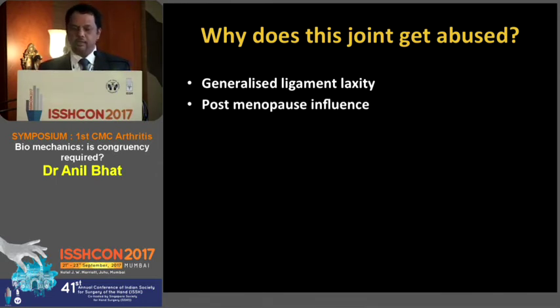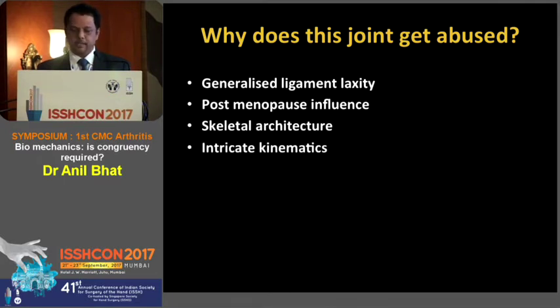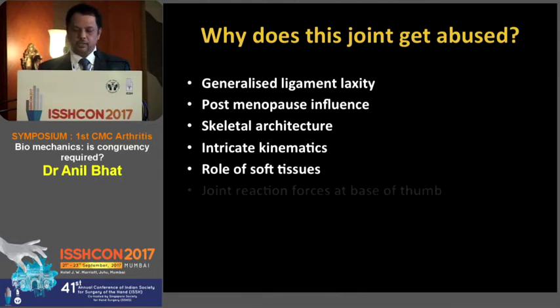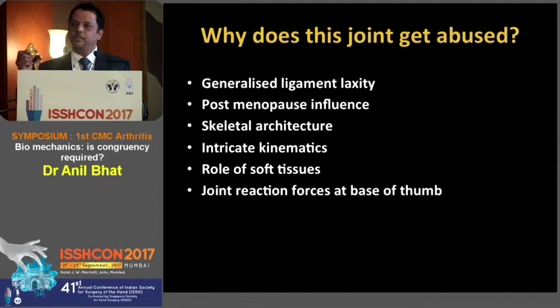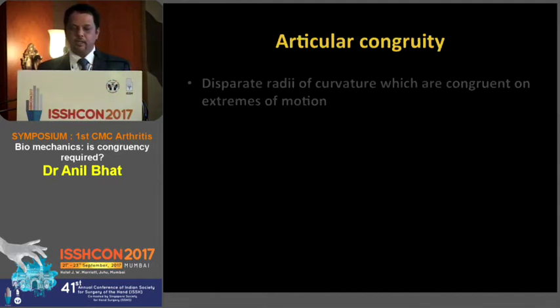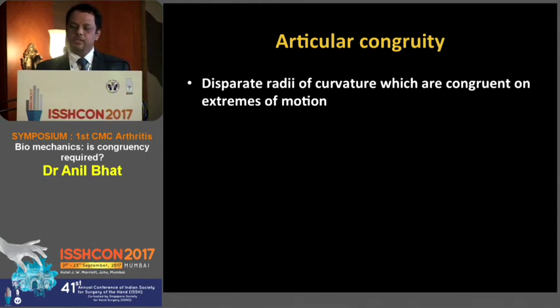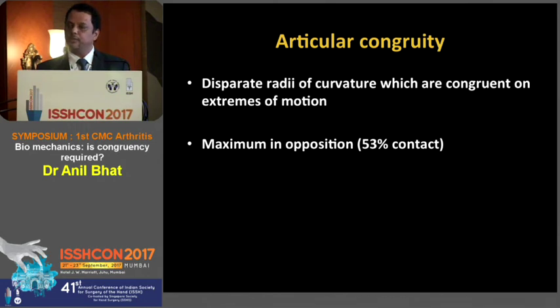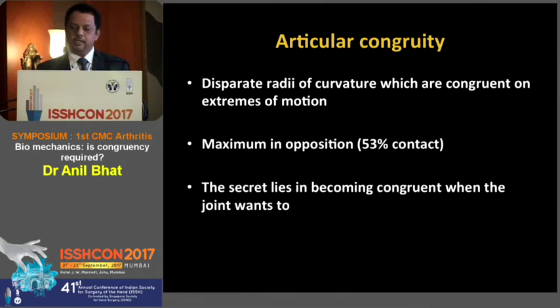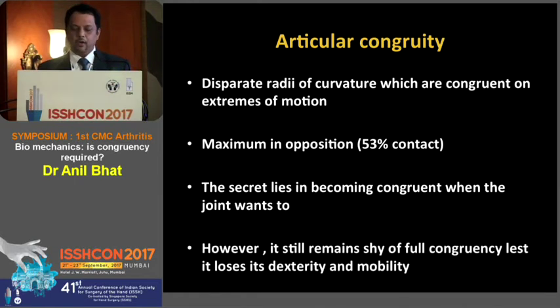Generalized ligament laxity, postmenopausal influence, skeletal architecture, intricate kinematics, role of soft tissues, and joint reaction forces, which is almost 12 times in a grasp, and in a pinch it comes to almost 120 kgs. So there is the radius of curvature, which is totally disparate and is congruent on extremes of motion. As I said, it's about 53% in opposition. The secret lies in the joint becoming congruent when the joint wants to. However, it still remains shy of full congruency, lest it loses its dexterity and mobility.